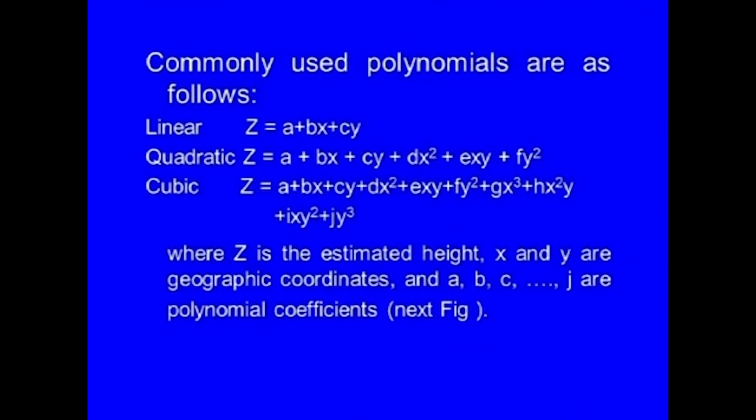Some of the commonly used polynomials are linear, where z is equal to a plus b x plus c y, or quadratic, where z is equal to a plus b x plus c y plus d x squared plus e x y plus f y squared, or cubic, where z is expressed as equal to a plus b x plus c y plus d x squared plus e x y plus f y squared plus g x cubed plus h x squared y plus i x y squared plus j y cubed, where z is the estimated height, x and y are the geographic coordinates, and a, b, c, d, e, f to j are the polynomial coefficients.